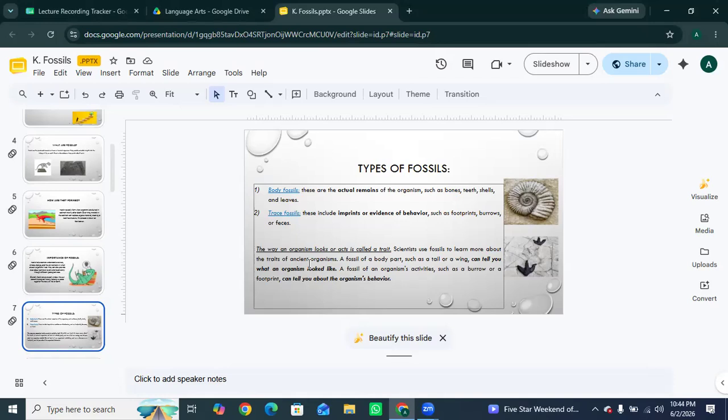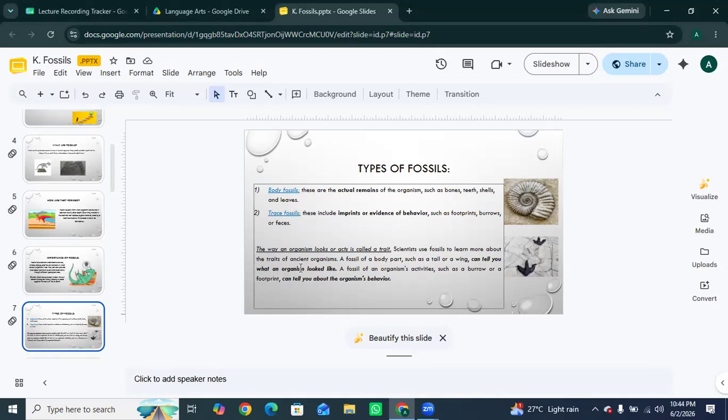These include imprints or evidence of behavior, such as footprints, burrows, or feces. So basically, clues showing how the animal behaved, like footprints, nests, or dinosaur poop. Okay, these are called trace fossils.